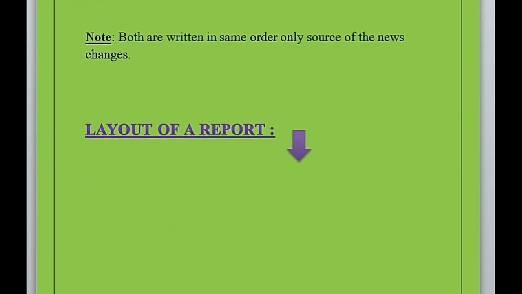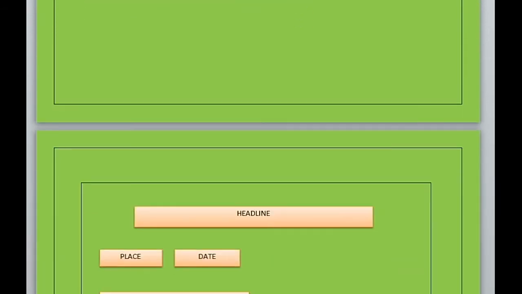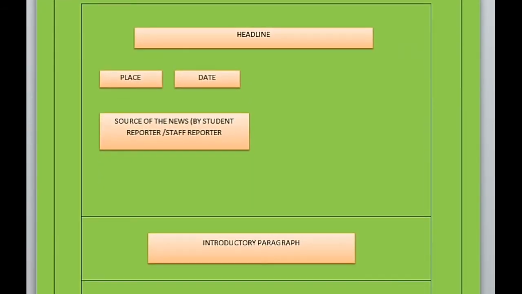Now let us see the layout of the report. First, very important, the headline, meaning the title, should be written, and it should be appropriate. After that, on the left side, touching the margin, write the place. They can write either the city name or the area name. After that, on the right side, the date should be there. After writing place and date, below that they have to write the source of the news.